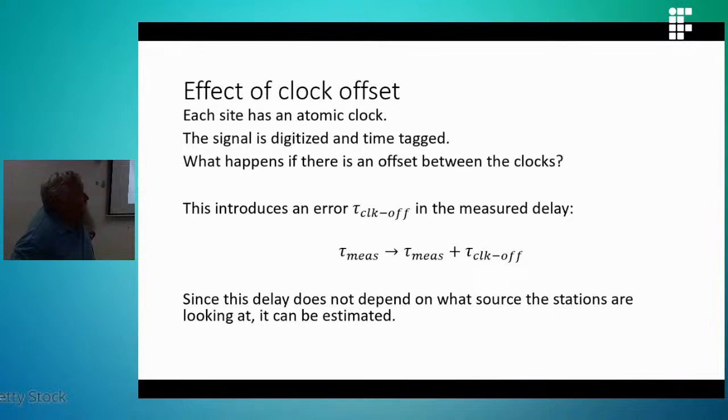So if the 2 hydrogen masers have an offset between them, that's going to go into the measured delay. And it's just going to be whatever that offset is between them. Does this make sense to people? But this is something that you can solve for because this is going to be constant for all of your measurements. The other things that you do are going to vary depending on what source you look at. If I look at this source or that source, then the delay is going to change. But that piece there is going to always be the same. So I should be able to estimate that.